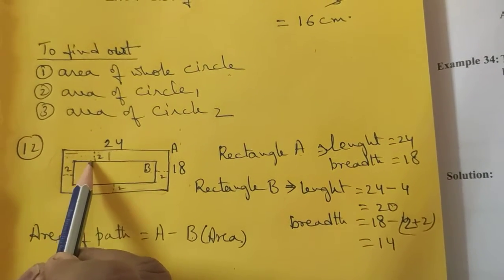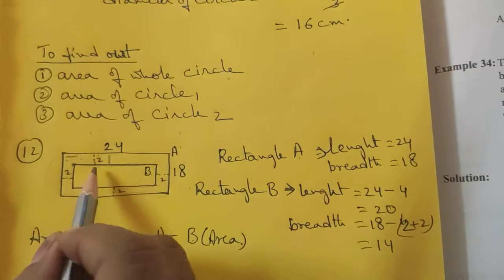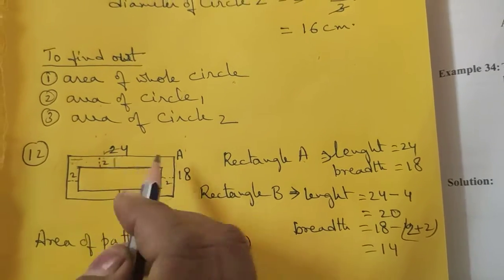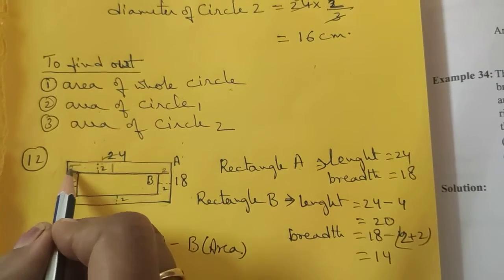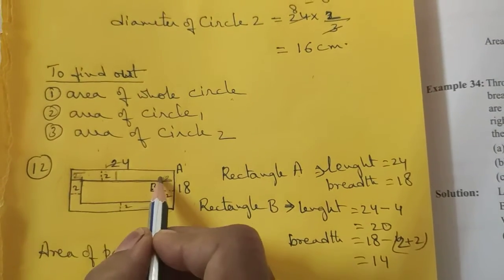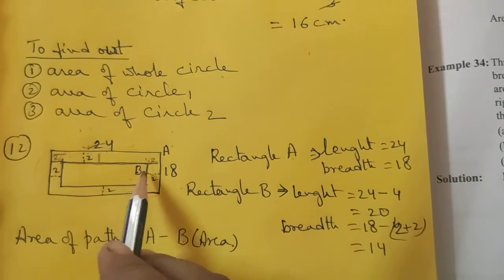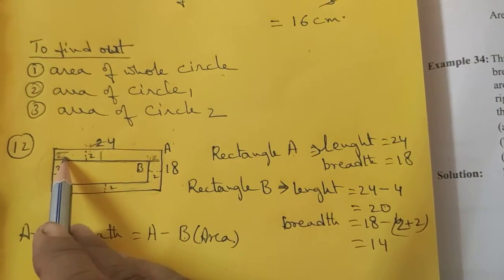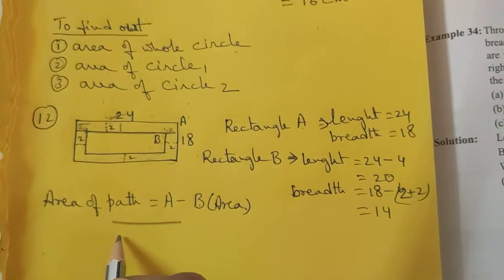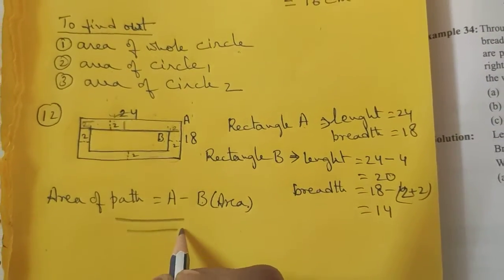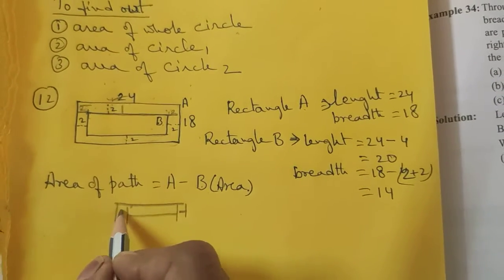See, when you are told that it is parallel, this is 24 and the margin you have left is 2 meter, and this side also 2 meter. So this length will be how much? It will be 24 minus 4. Why? 2 plus 2. Clear? Means you have a length like this and a smaller length like this, and this portion is 2 meter and this portion is also 2 meter.